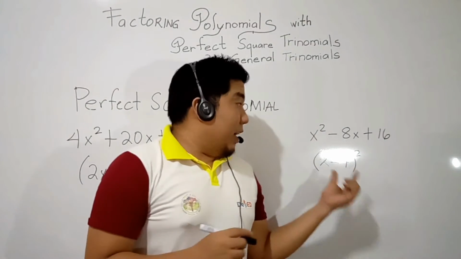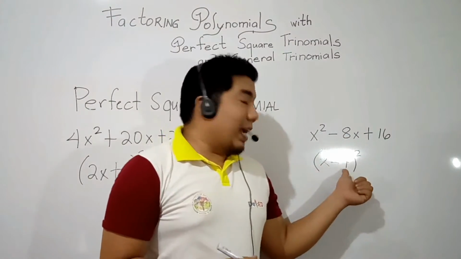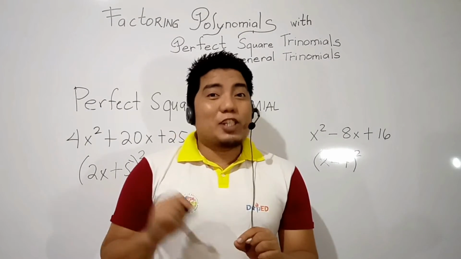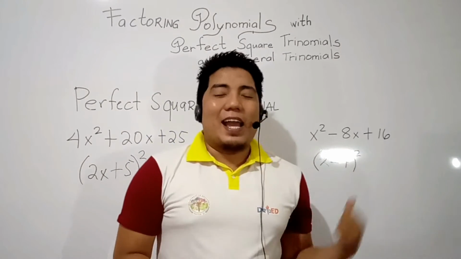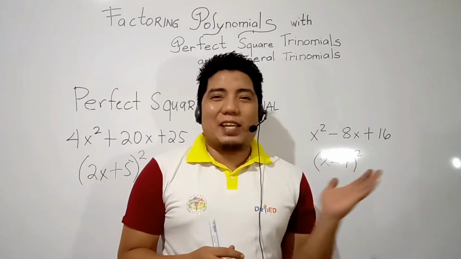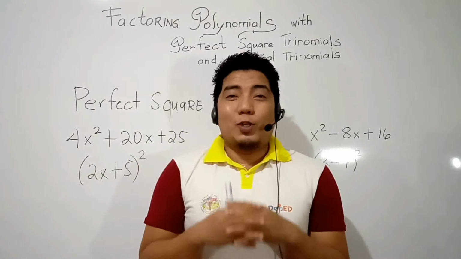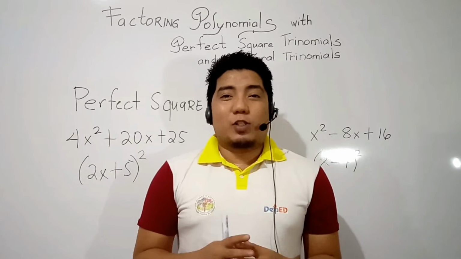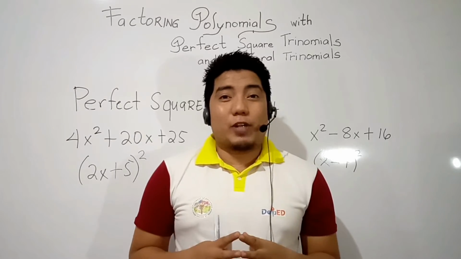Now, let's see if this validates our middle term. x times negative 4 is negative 4x. Twice of negative 4x is negative 8x. Therefore, our answer for this given example is correct. Alright, that's how you factor polynomials with perfect square trinomials. Now, let us go to general trinomials.